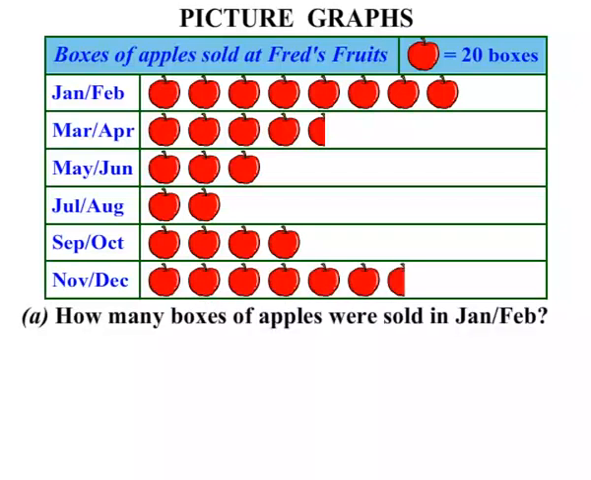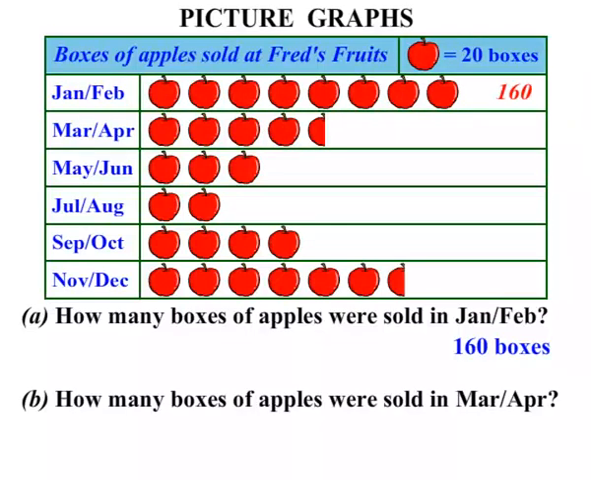In Part A, how many boxes of apples were sold in January, February? Well, in January, February, looking at our key, each apple is worth 20 boxes. 20, 40, 60, 80, 100, 120, 140, 160. So we've got 160 boxes there in the Jan-Feb period.